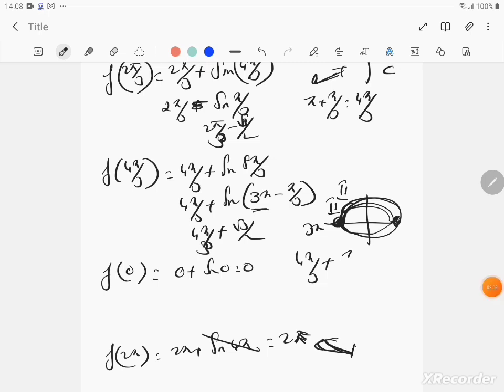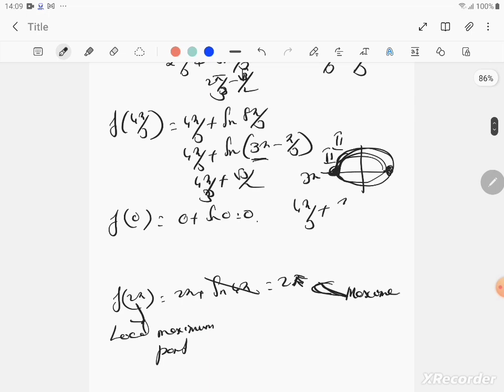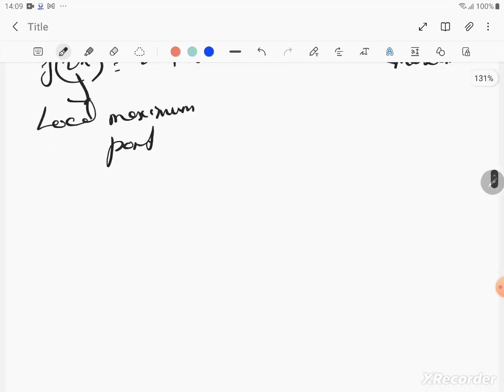Yes, so this is my maxima, which I'm getting when I substitute 2 pi, which is my local maximum point. So what is minima? 0 is the minimum value, and this is called minima. And this 0 is called the local minimum point. So you understand that question. Find the maxima and minima lying between 0 and 2 pi. Incidentally, the maxima and minima lie at 0 and 2 pi, so if you forget to substitute that, you won't get the answer. So that's about it. Let's go to the 13th question.